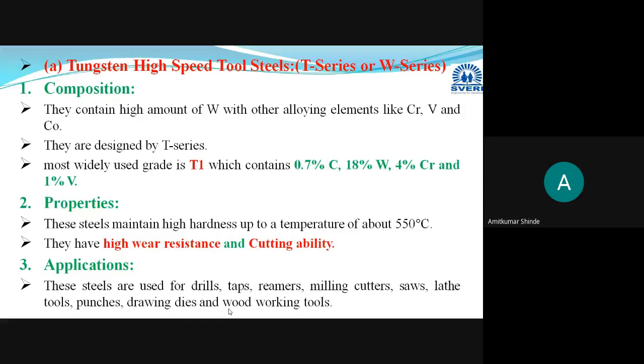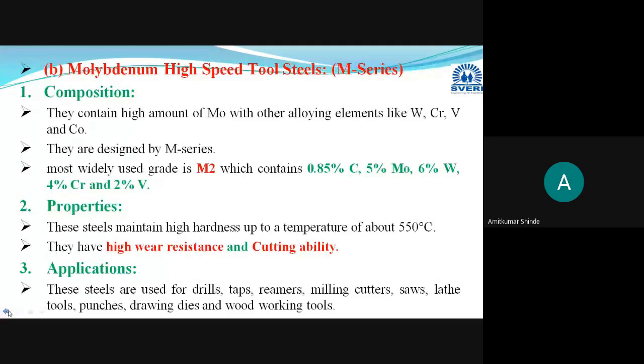Now here, the second type: molybdenum high speed tool steel. You can see that these are high carbon steels for both. You can write this: these are high carbon steels, and in the molybdenum type a high amount of molybdenum will be there, that is, the principal alloying element will be molybdenum. In addition to this, tungsten, chromium, vanadium, and cobalt will be there, and these are designated by M series.